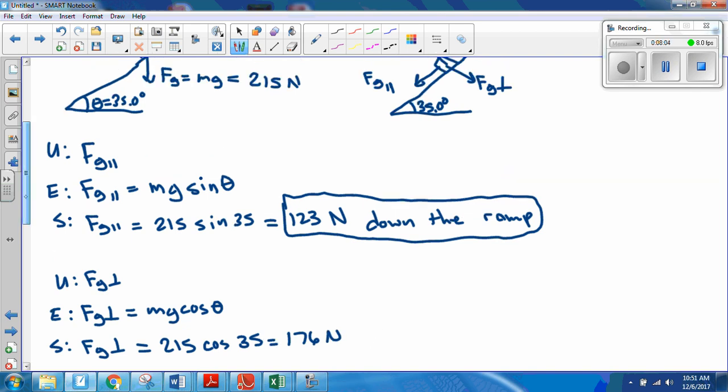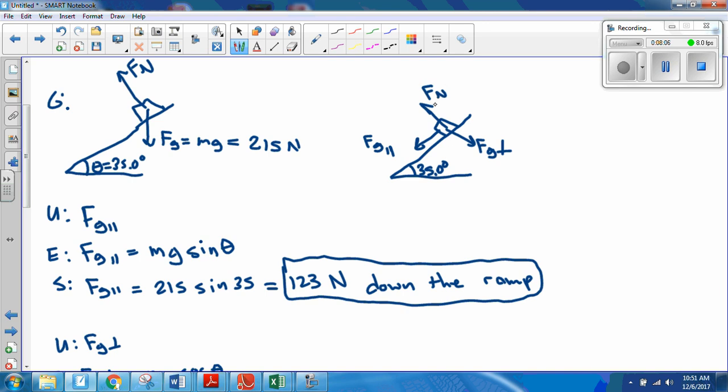Let's look at our free body diagram. Is it going down the ramp? Oh, no. Sorry. FG perpendicular is what I'm looking at. It's not going down. It's kind of going sideways and to the right. So how do I say that, though? It's going to be perpendicular into the ramp.